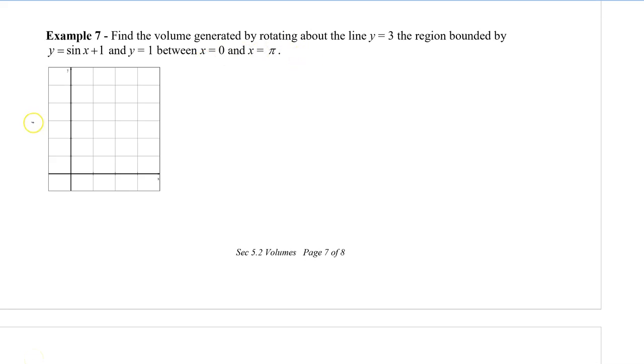Let's begin by drawing the axis at y equals 3. And then we'll draw the y equals sine x plus 1 graph. So it's a sine graph, but it's moved up with a vertical displacement of 1. And we have y equals 1, which is another horizontal line right here. But this time we're going to rotate only between 0 and pi. So we're only going to take a look at this piece here.